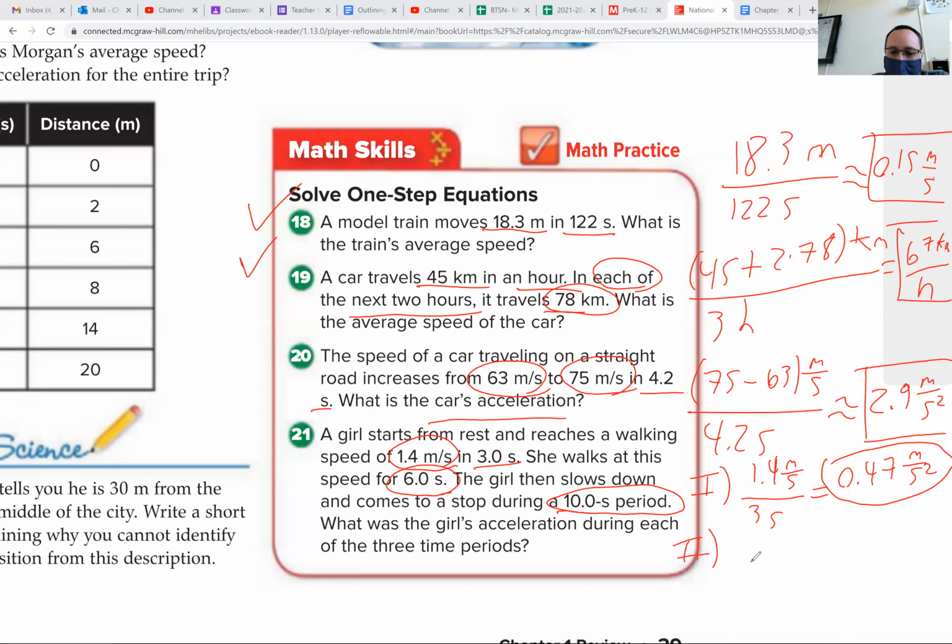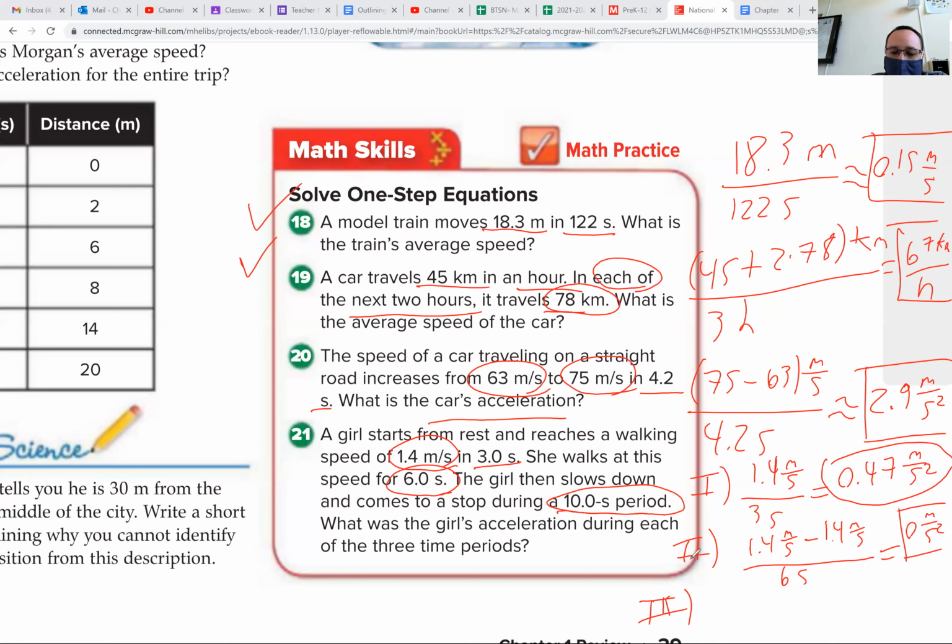Then for number two, you've got the same speed for 6 seconds. So it's 1.4 meters per second minus 1.4 meters per second, all over 6 seconds. That equals 0 meters per second squared. She's not changing her velocity or her speed, so she's not accelerating. Okay, if there's no change in speed or velocity, there's no acceleration.